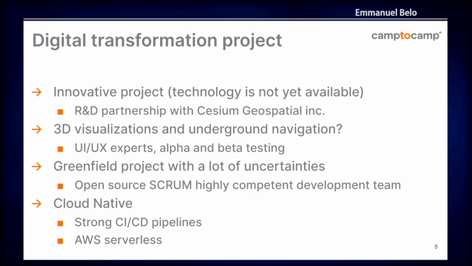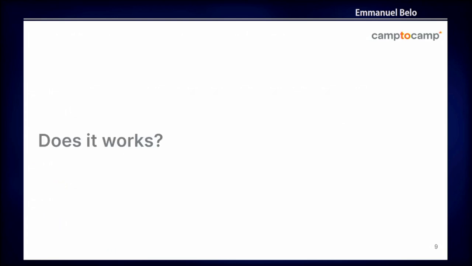As it's a greenfield project, you don't know at the beginning how fast you will be able to develop things in this context. We thought that agile software development methods would be best, and so we started with Scrum because it allows you to update the scope, update the specification according to the know-how you gain along the project. And for sure, in these years, you should start a cloud-native project. So we heavily use continuous integration, continuous deployment pipelines, and a lot of AWS services.